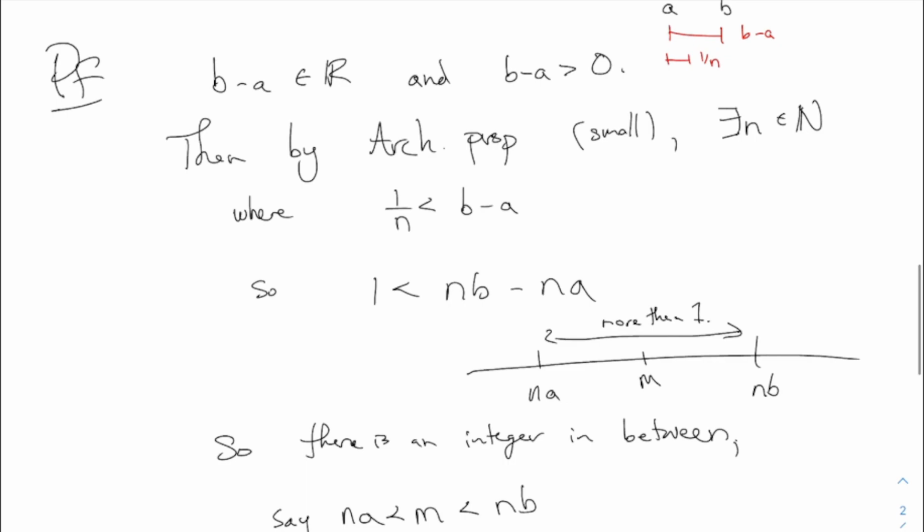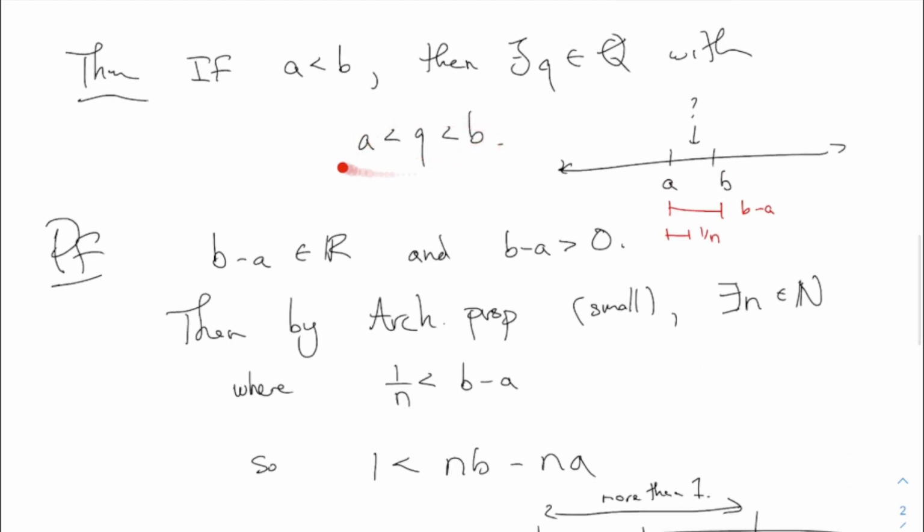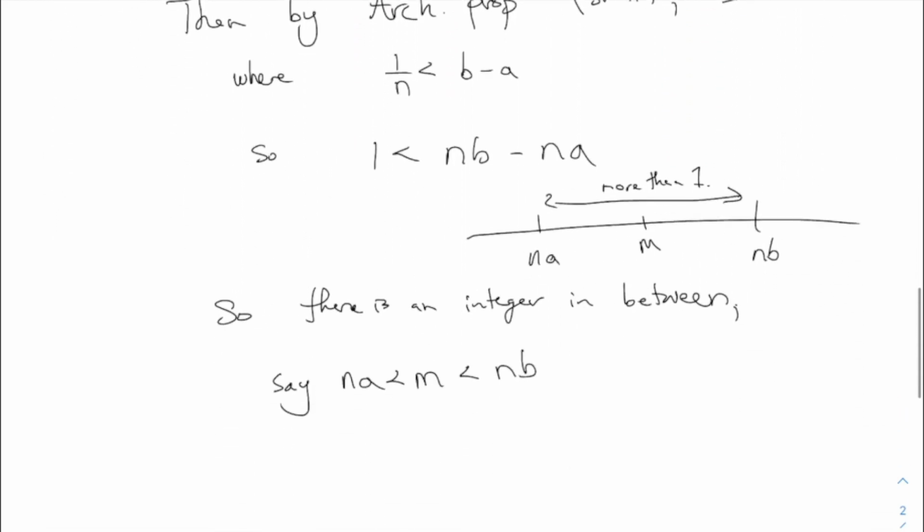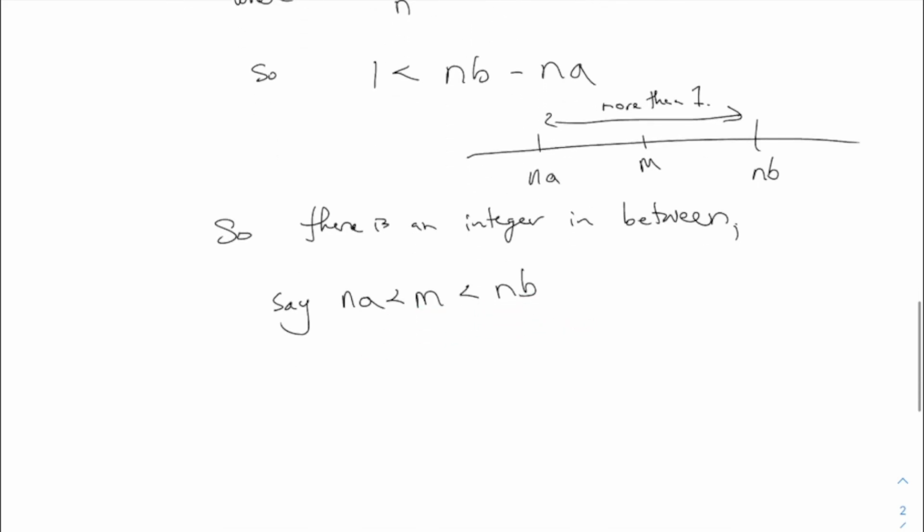This right here is actually looking very similar to what we want to end up with. Any idea? Yeah, divide through again by n. I started by multiplying by n, then you do some little trick, and now I'm going to divide the n back out, and I get a less than m over n less than b. And this is exactly what we wanted. It is a rational number in between a and b. So it's really just the Archimedean property, the small version, plus an extra little trick about multiplying everything by n and then dividing everything by n, all right?